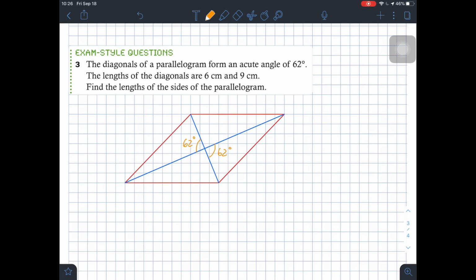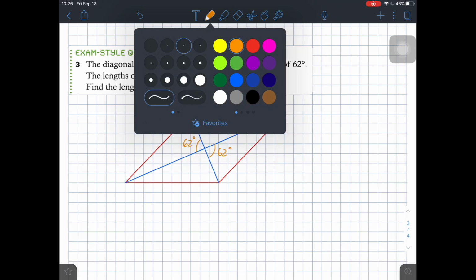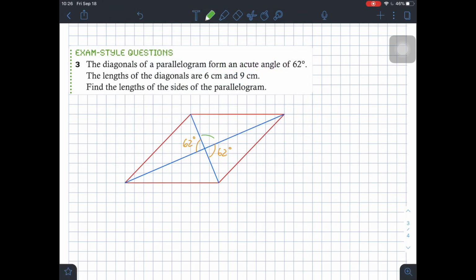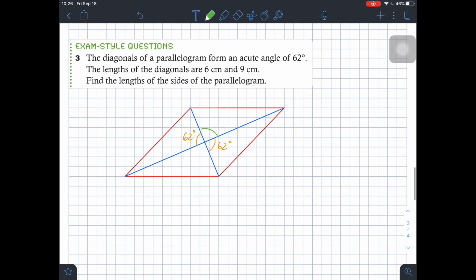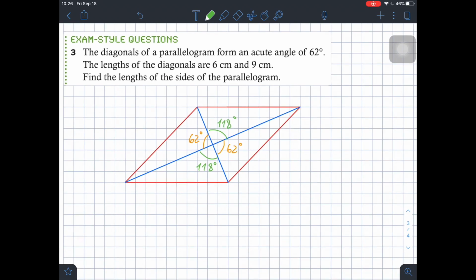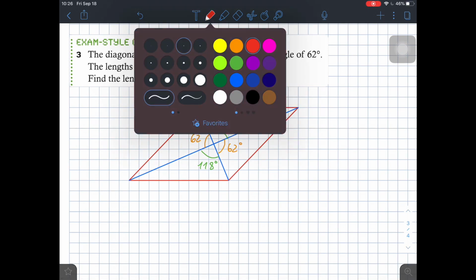If you realize, all of this should be 360 degrees. So we can calculate these angles. I'm going to do it in green. And you're going to get that this angle right here would be 118 degrees. And this one should be the same, 118 degrees. The addition of all of these angles should be equal to 360 degrees. Okay, then we have the following information.